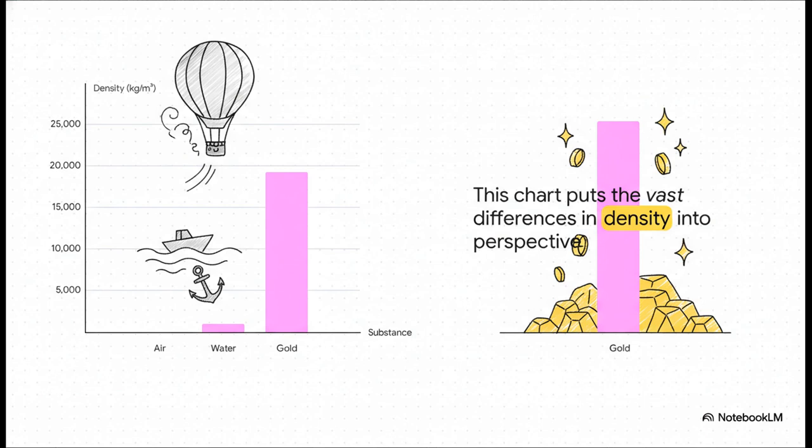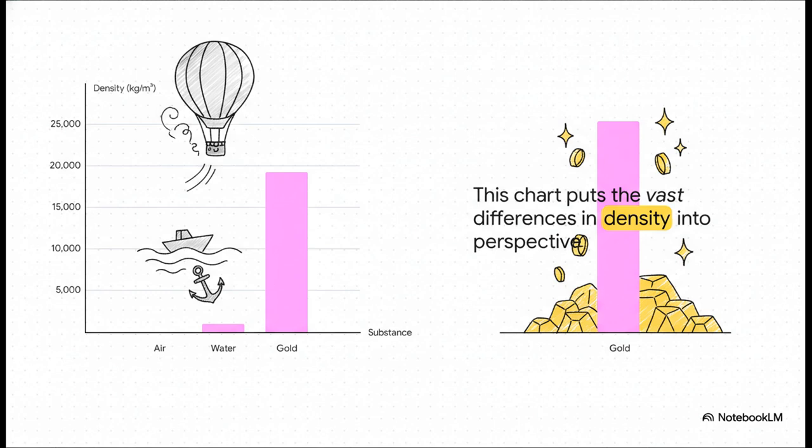And this chart just puts it all into perspective, doesn't it? I mean, the bar for air is so small you can barely even see it. Water is our nice middle ground. And then look at gold. It's in a completely different universe. This one property, density, is what makes some things float and other things sink. It's why a hot air balloon goes up.